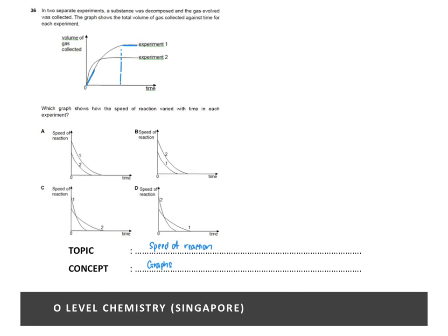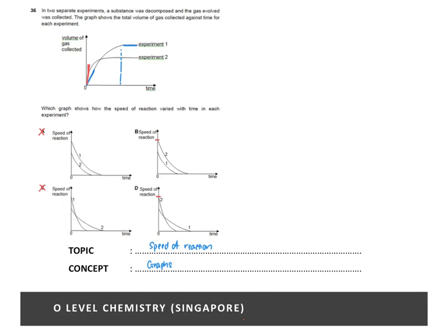If we compare experiments 1 and 2, at the start of the reaction, the speed is given by the gradient. So when we compare the gradient at the start of the reaction, that for experiment 2 is larger than experiment 1, meaning the speed of reaction for experiment 2 must be at a higher value than experiment 1. That means that A is wrong and C is wrong. So it's either B or D.